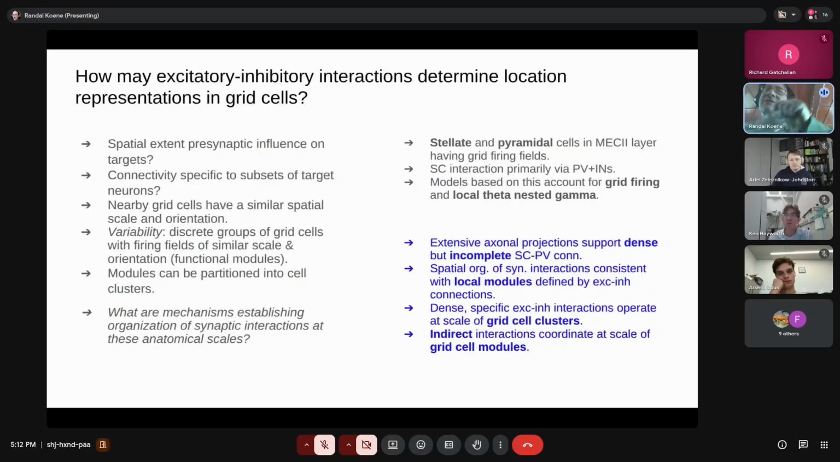So they find that extensive axonal projections support dense but incomplete stellate parvalbumin connections. The spatial organization of synaptic interactions is consistent with local modules that are defined by excitatory-inhibitory connections. Dense, specific excitatory-inhibitory interactions operate at the scale of grid cell clusters, the closely located neuron pairs that receive common inputs. And indirect interactions coordinate at the scale of grid cell modules, where there are intensive interactions within clusters of those neurons and weaker interactions between clusters. So overall, this gives some insight into the functional dynamics of the entorhinal cortex.